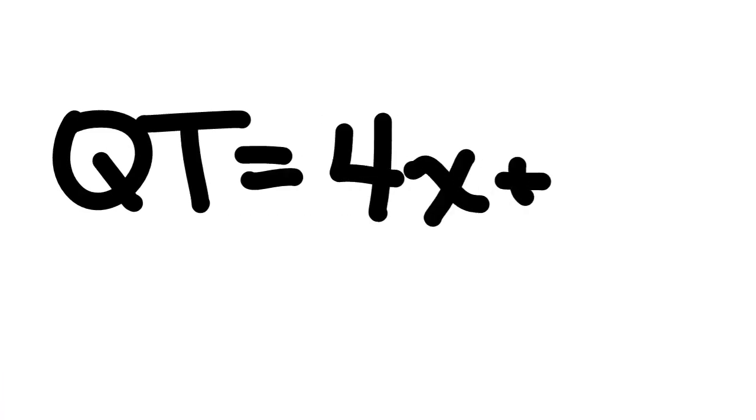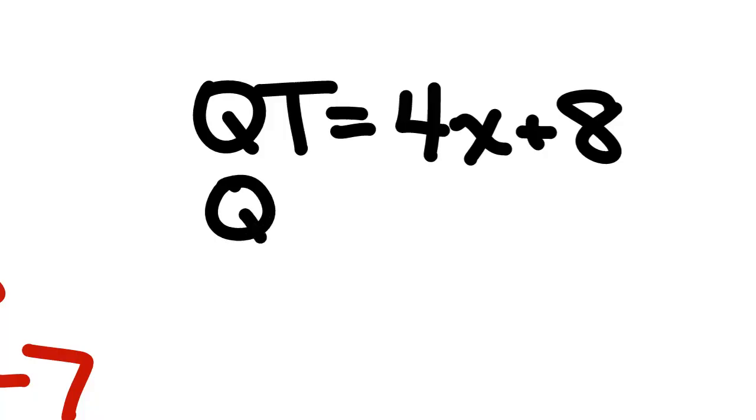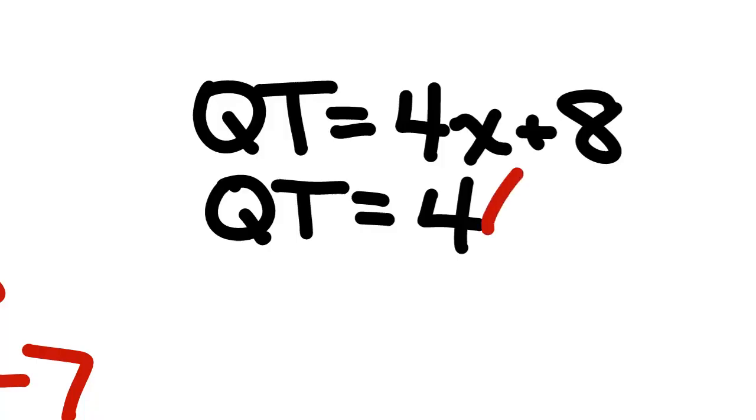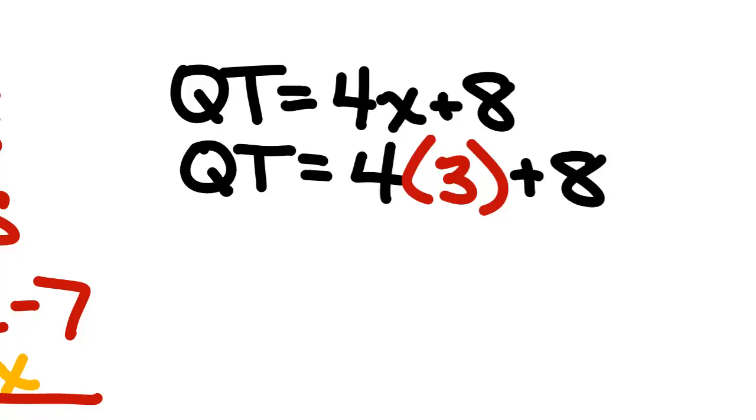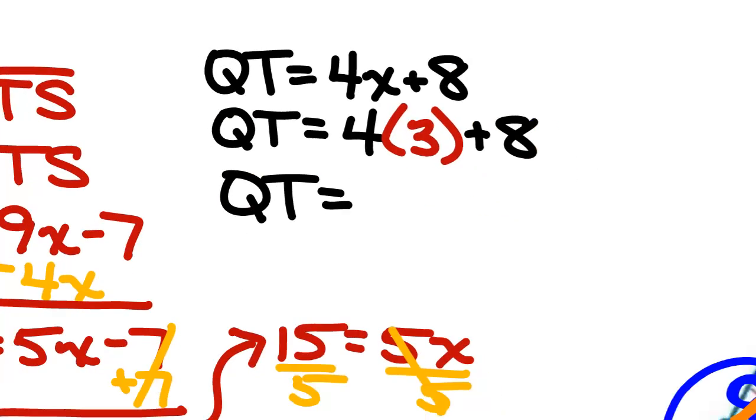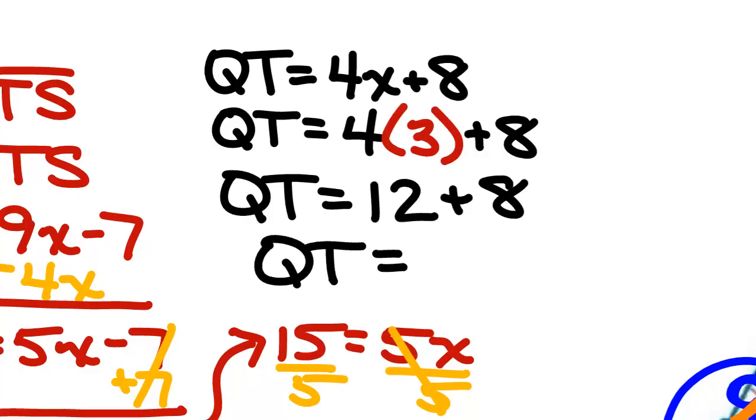QT. Well, QT, according to the picture, is how big? 4x plus 8. We're going to replace x with 3. So I have 4 times 3 plus 8. What is 4 times 3? 12. And what is 12 plus 8? 20. So QT is 20.